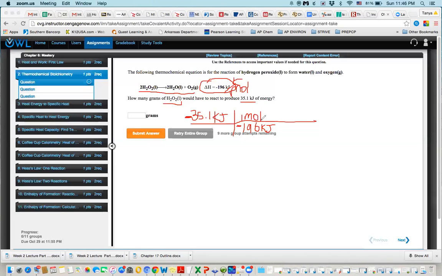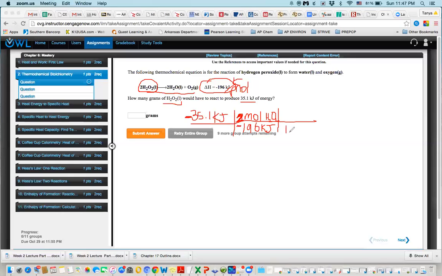And then you have to think about how many moles of H2O2 do I have in the reaction? That's got a 2 beside it. So if you wanted to, you could skip this step and just say, well, for every 2 moles of H2O2, I'm going to get out 196 kilojoules of energy, okay? And this is H2O2, and then we would need to look up the molar mass of H2O2 in order to figure out grams.